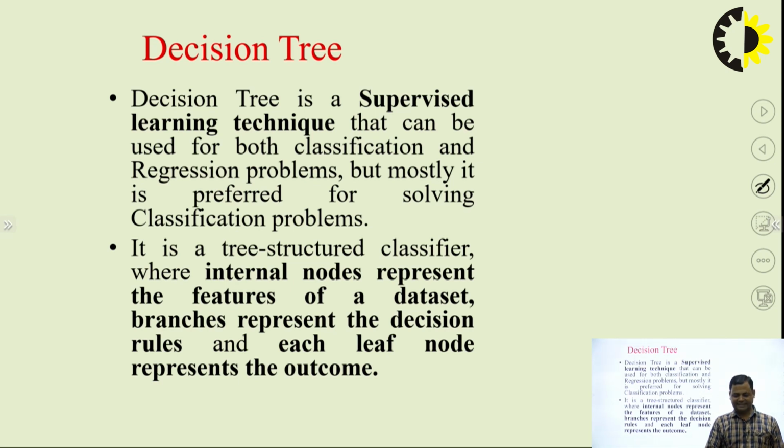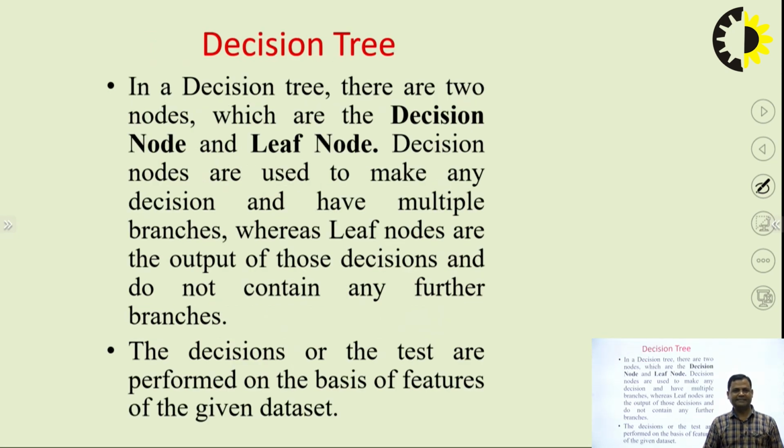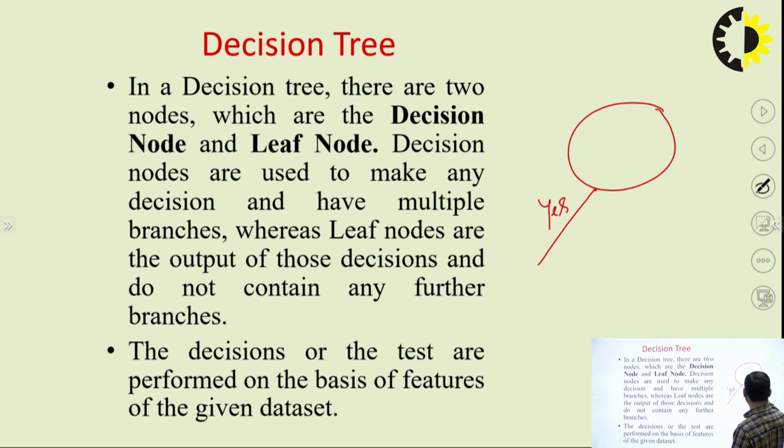In the next slide we will also see the structure of the decision tree, how the tree is created, and how it can be applied to solve a problem. We will see this with the help of examples also. Moving on, in a decision tree there are two kinds of nodes: decision nodes and leaf nodes. Whenever we try to solve any problem, first of all we have the node called the decision node. On the basis of this decision node, if the response is yes, we move along the yes branch. If the response is no, we move along the no branch.